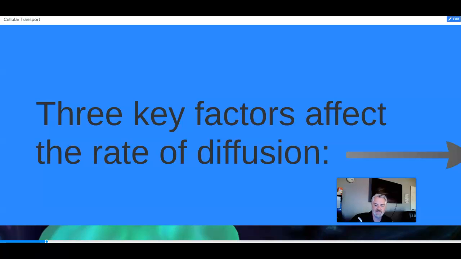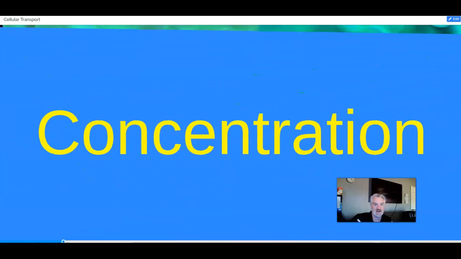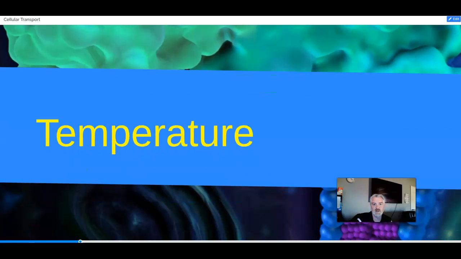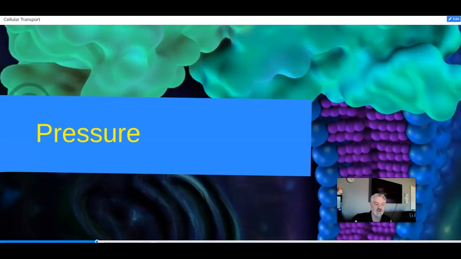There are three key factors that affect the rate of it. The first one is the concentration of the substance. The higher the concentration, the faster the diffusion is going to take place, and as things start to spread out, it becomes slower and slower. Temperature will increase the rate of diffusion. If you have a higher temperature, those particles move around more, they bounce off each other more, and they spread out more. And the last one is pressure. When you increase the pressure inside of an object or in the volume of a container, the diffusion is going to occur more rapidly.